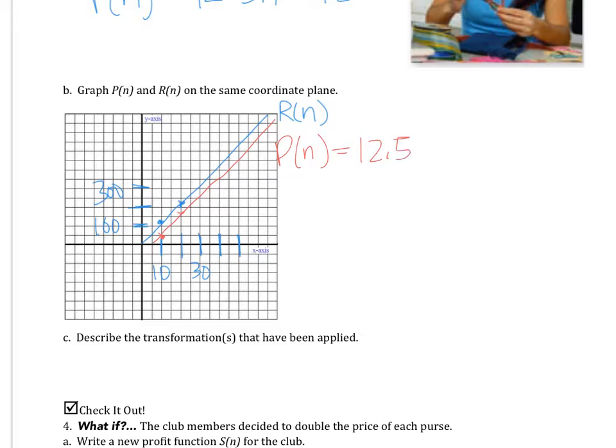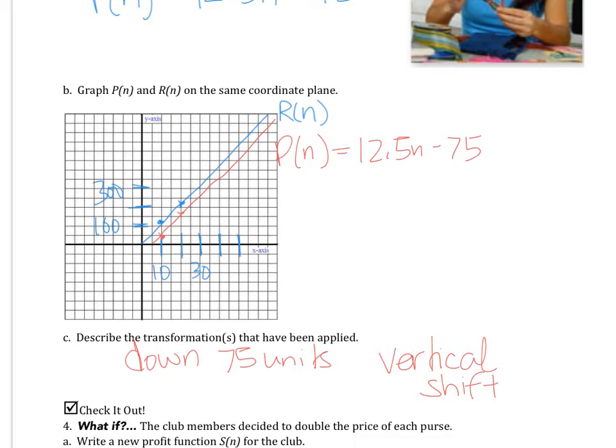And there's what that would look like. And it makes sense. The transformation that has been applied is that it's been shifted. It's been moved downward, right? So it's moving down 75 units. When it's moving up or down, that's called a vertical shift. And you could just call it a vertical shift down.